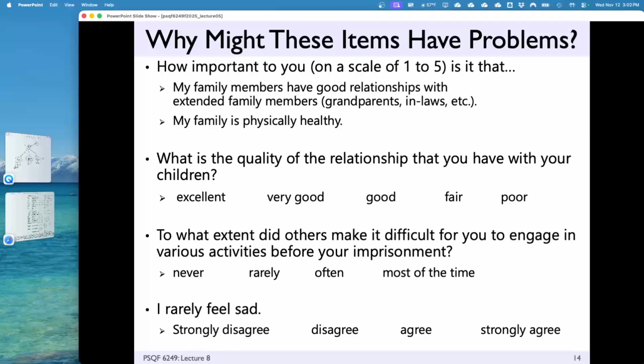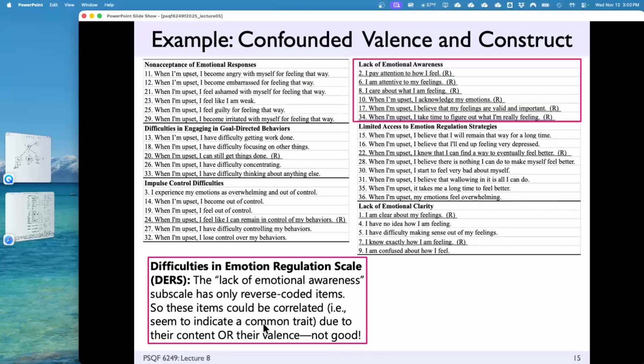Said it includes prisoners. I rarely feel sad. It's a hard one. What is rarely? I feel sad. I can see with that. I feel sad often. I feel sad rarely. I don't know. And then there's no neutral option. I don't know. This is an actual example from valence and constructs.